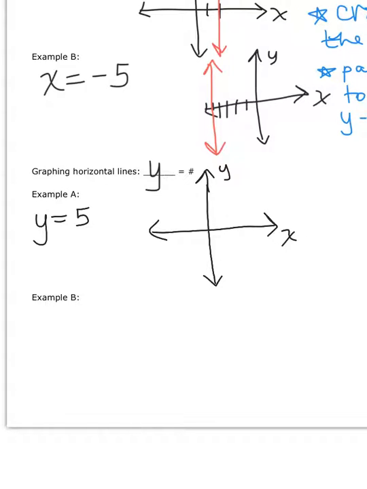This slope is 0. Then I'm going to go through the y-axis at positive 5, so I'm going to go up to 5. 1, 2, 3, 4, 5. I'm going to graph a horizontal line whose slope is 0.